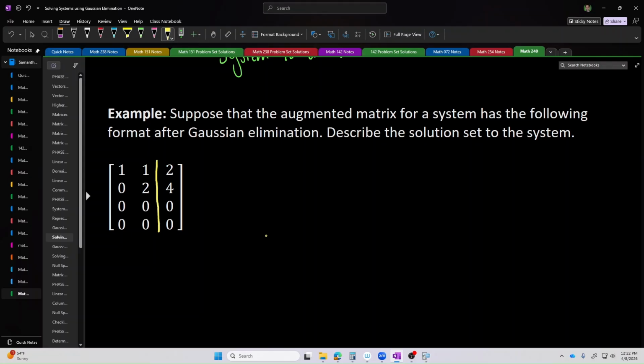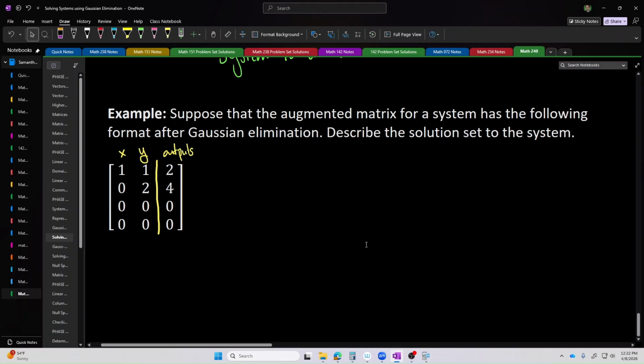Go ahead and take the time to write down the system of equations that would correspond to an augmented matrix like this one. We have 3 columns in this augmented matrix. The first one would correspond to our first variable x, the second one would correspond to our second variable y, and the third column would correspond to the outputs. So if I translate these rows into equations, I get 1x plus 1y equals 2.